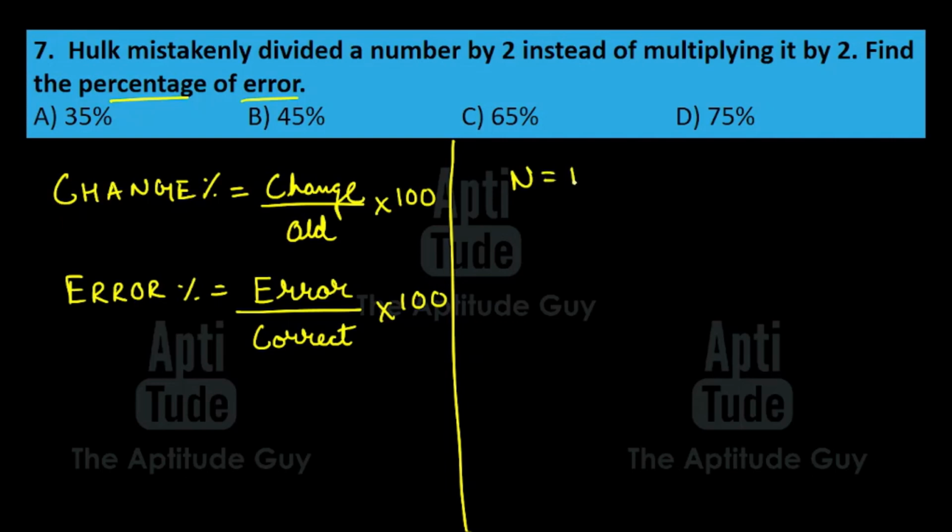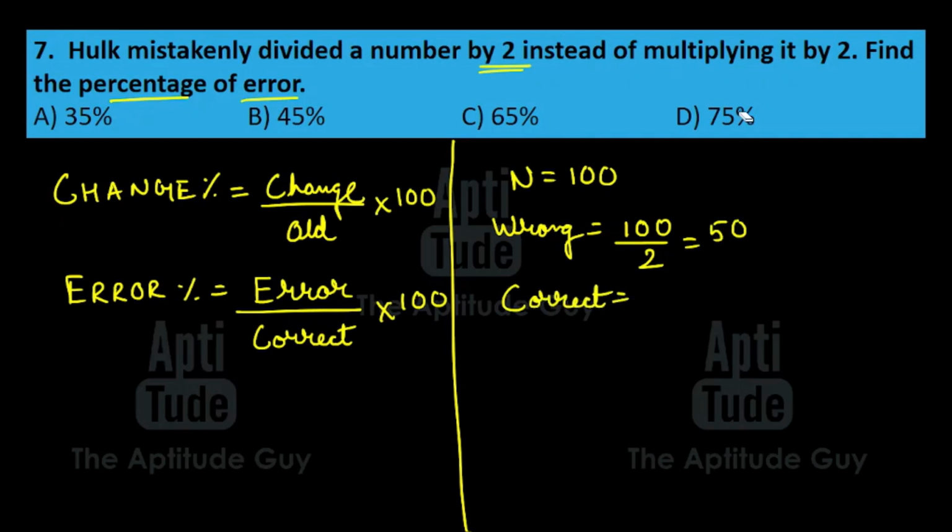Now let's solve it. Let the number be 100. Now, what is the wrong value? Hulk mistakenly divided a number by 2 instead of multiplying it by 2. So dividing it by 2 is the wrong value. So 100 by 2, that is 50. By the way, this Hulk is the Infinity War Hulk, not the Endgame Hulk. Endgame Hulk is Professor Hulk and he would not make such mistakes. Now the correct value is what? Correct value is multiplying it by 2. So we have 100 into 2, that is 200.